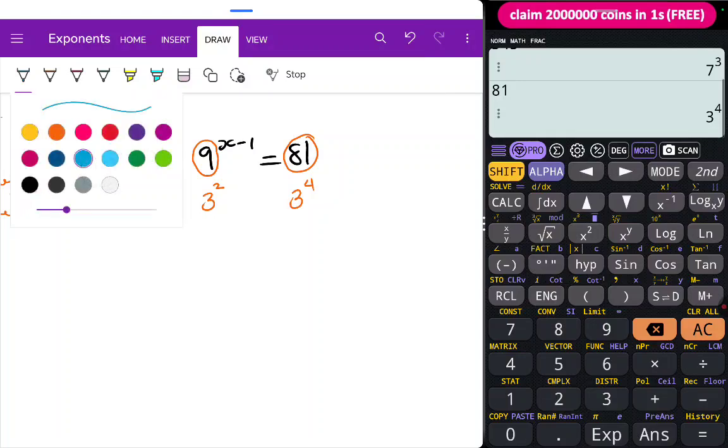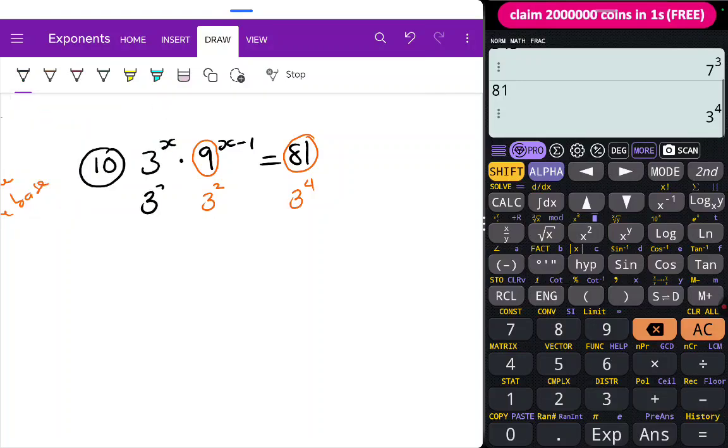Everything else stays the same. So 3 to the x stays the same. Multiplication stays the same. And x minus 1 on the exponent stays the same. Next step, I'm going to distribute that. So I have 3 to the x times 3 to the power of 2x minus 2 is equal to 3 to the power 4. Beautiful. Now, everything is to the base of 3.